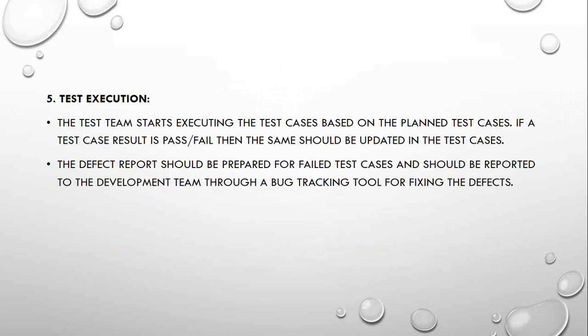So next is test execution. In this phase, the team starts executing the test cases based on the planned test cases. If the test results are pass or fail, they should be updated in the test cases. The defect report should be reported. The failed test cases should be reported to the development team through the bug tracking tool.